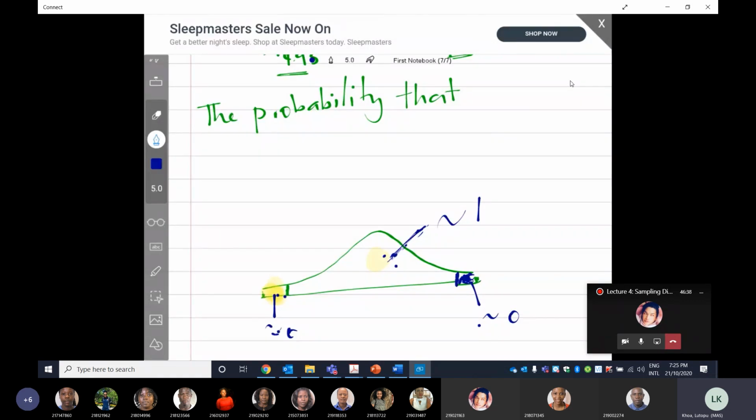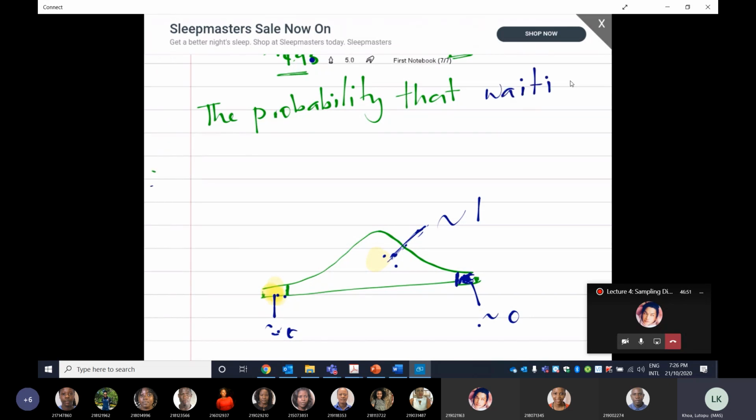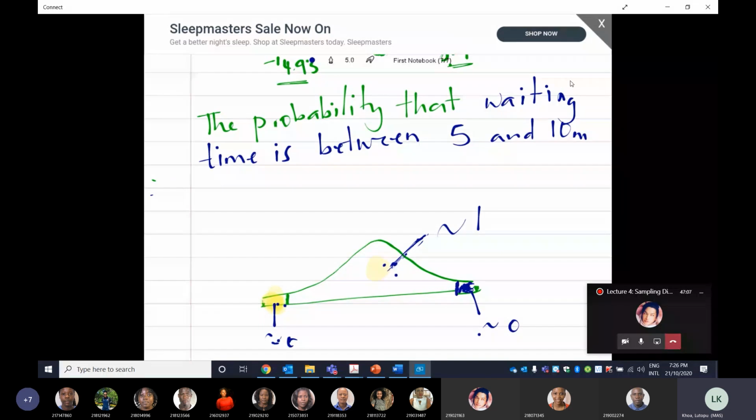Again, because this is a word problem, we answer with a sentence. We say the probability that the waiting time is between 5 and 10 minutes is approximately 1, or you can say it is 100%.